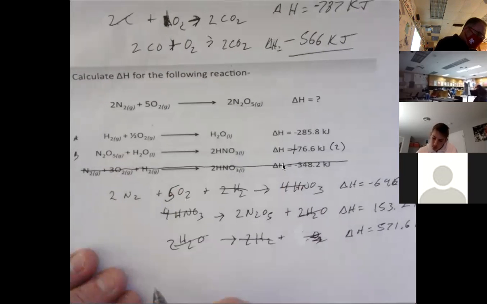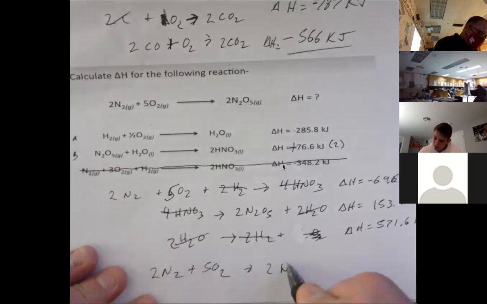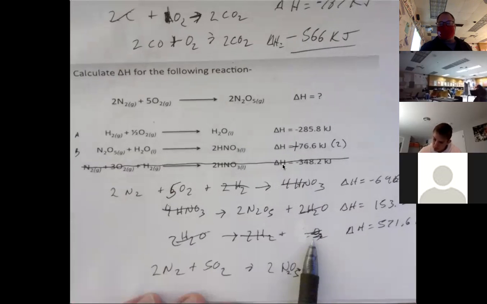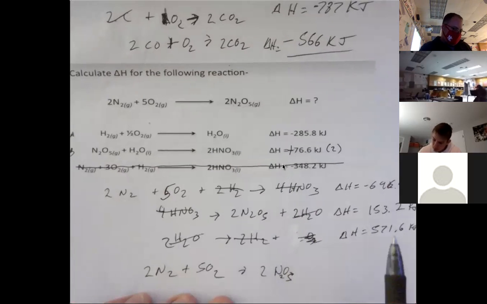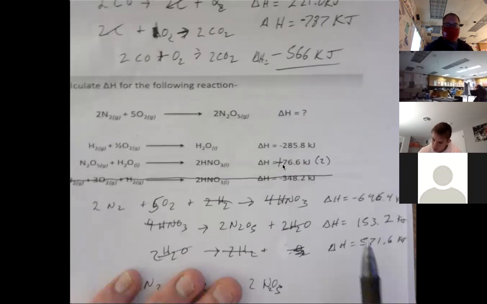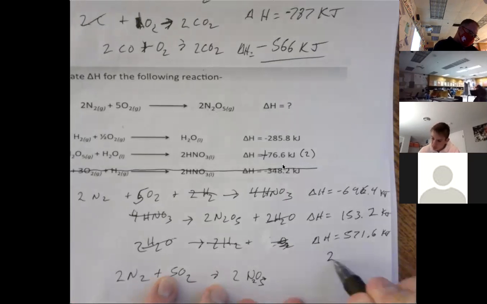We got 2N2 plus 5O2 yields 2N2O5. Keep in mind, we canceled out everything in that reaction. But that was a path that added energy and was taken. So that means that even if we go from here directly to here, that energy has to be accounted for. Negative 696.4 plus 153.2 plus 571.6 would be 28.4 kilojoules.